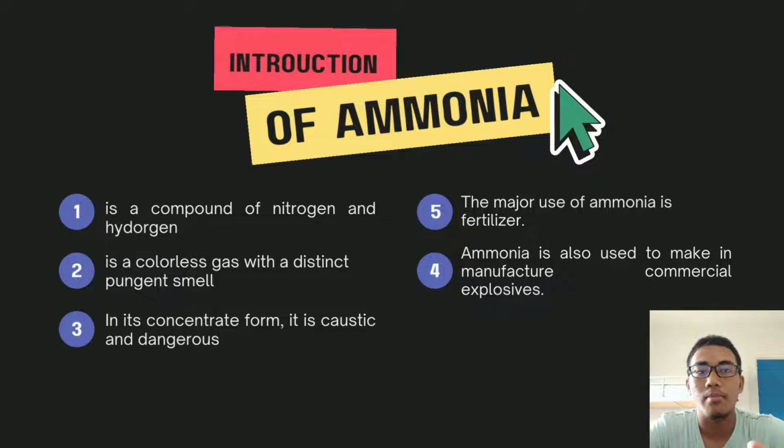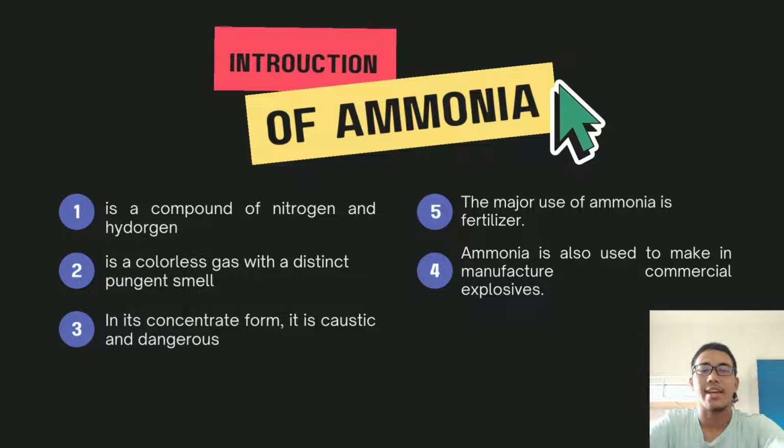Today I will introduce you about ammonia. Ammonia is a covalent compound, and it is a compound of nitrogen and hydrogen. Next, ammonia is a colorless gas with a distinct pungent smell. Thirdly, in its concentrated form, it is caustic and dangerous. Next, the major use of ammonia is as fertilizer. And lastly, ammonia is also used to manufacture commercial explosives like TNT.